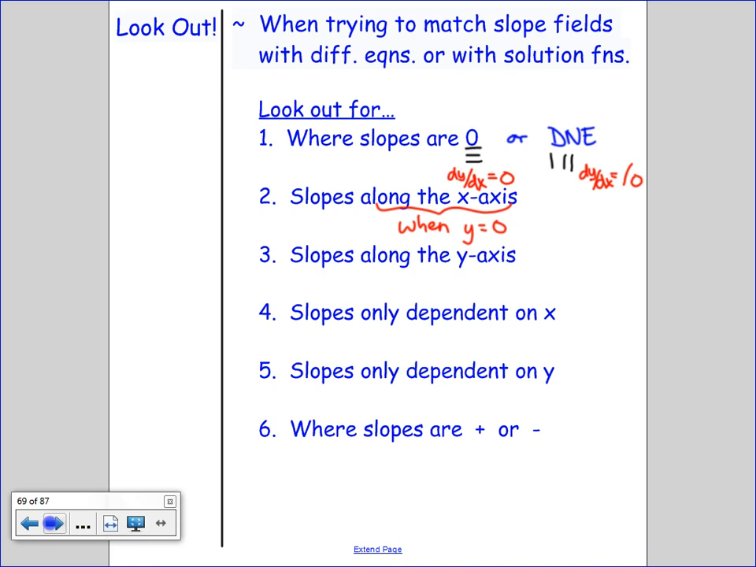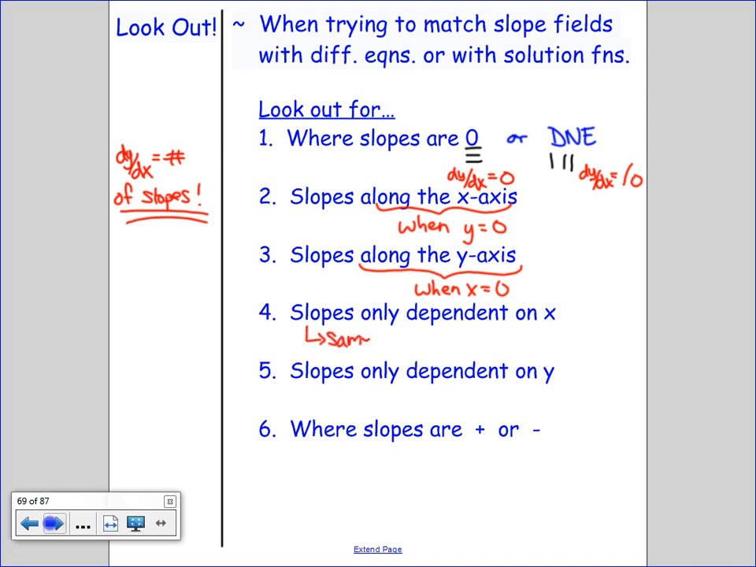Okay, slopes along the y-axis. X equals 0, right? So we can go to our dy dx. Hey, remember, every time I say slope, dy dx is equal to a numeric value, or it gets numeric values of slopes. Slopes only dependent on x. Let's fill in these clues, but you might not necessarily understand them right away. We might have to see some examples.